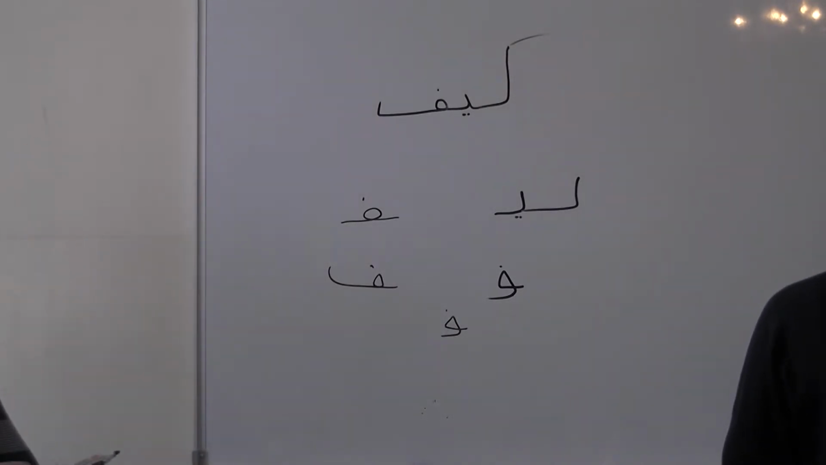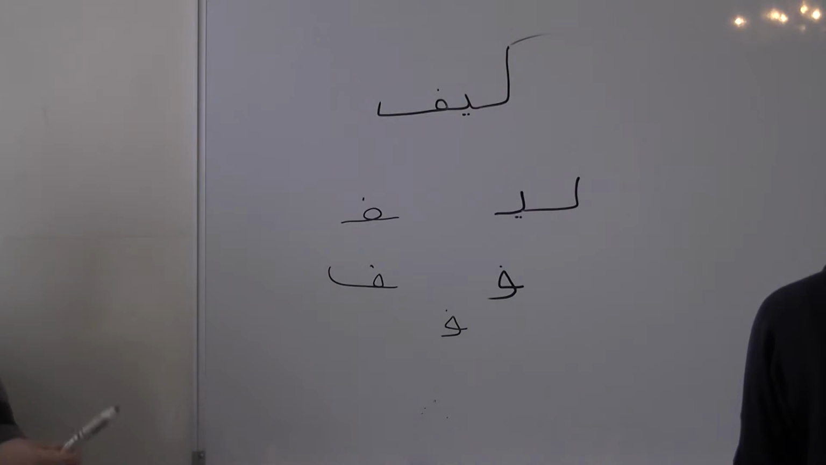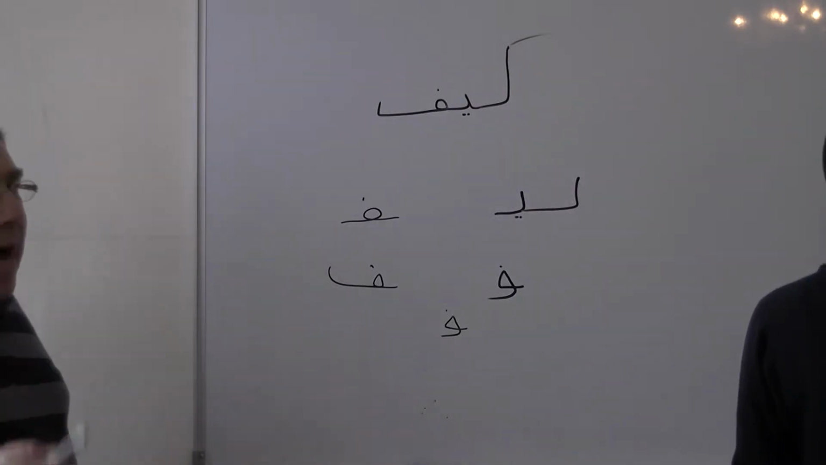Then the second word, haluki. So the first letter is ha. Alif, ba, da, fa, jim, ha.